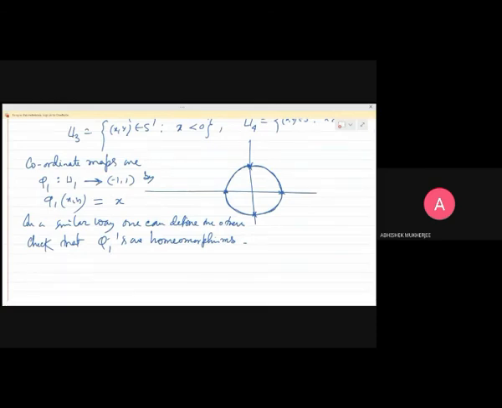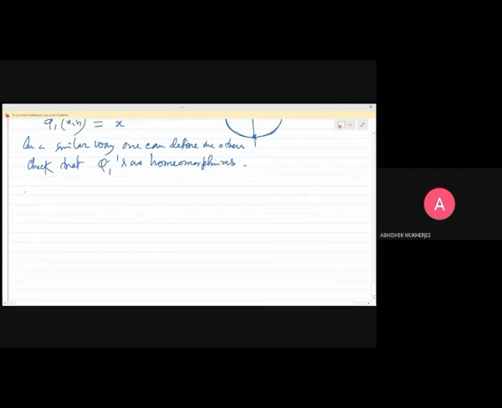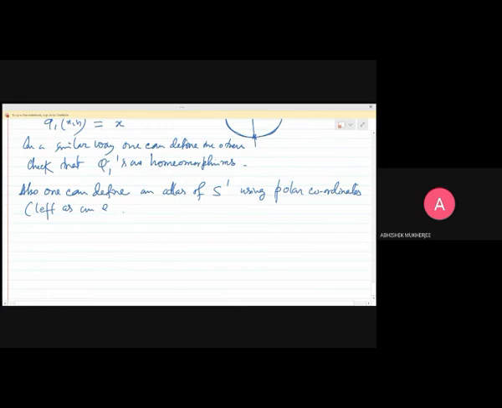Also, one can define an atlas of S1 using polar coordinates, but that will be left as an exercise. Using polar coordinates you can also produce an atlas of S1.